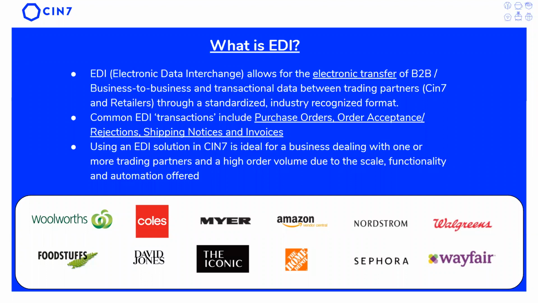Common EDI transactions that are communicated between Cin7 and your retailer include purchase orders, order acknowledgements, advanced shipping notices, and invoices. Using an EDI solution in Cin7 is ideal for businesses dealing with one or multiple trading partners and a high order volume due to the scale, functionality, and automation offered. And you can see below there's just a few of the more popular EDI retailers that we've established direct integrations to.